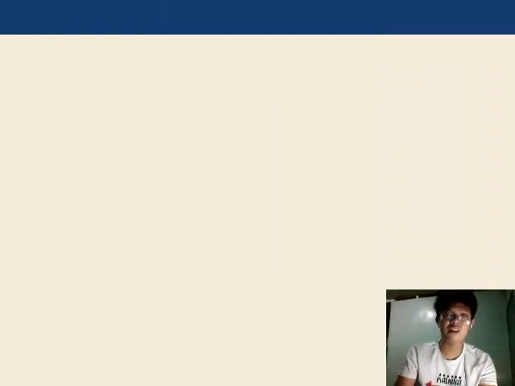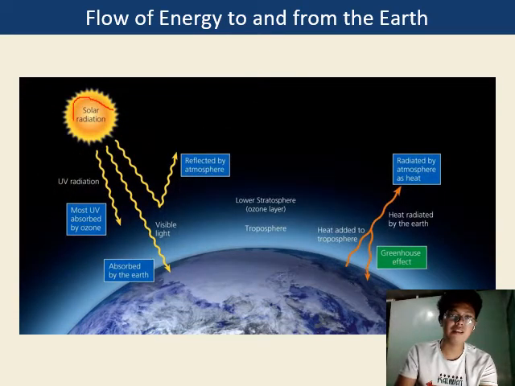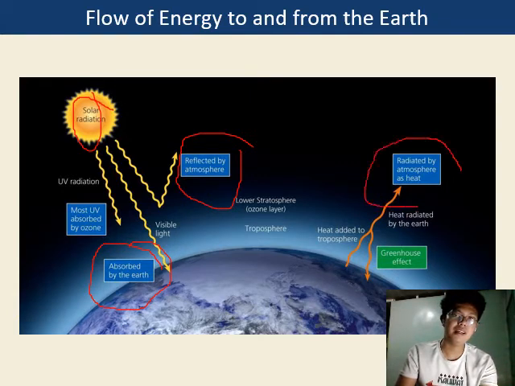This is an illustration of the flow of energy to and from the Earth. So solar radiation from the sun, some of it is absorbed by the earth, some is reflected back into outer space, some is radiated by the atmosphere as heat into outer space, and some is added to the troposphere and into the earth as heat. So this is a natural phenomenon, so it's naturally occurring.